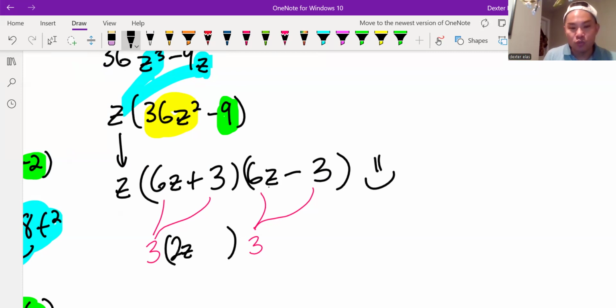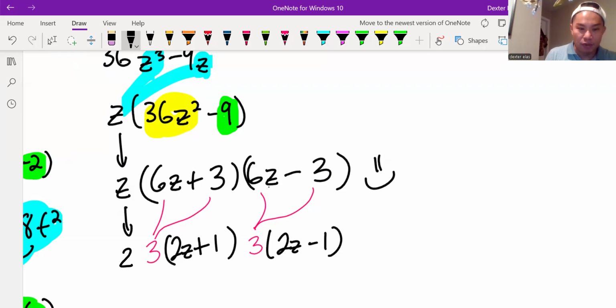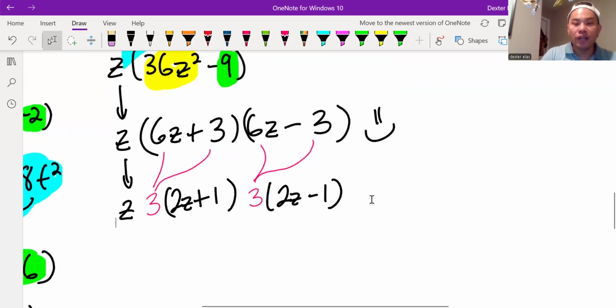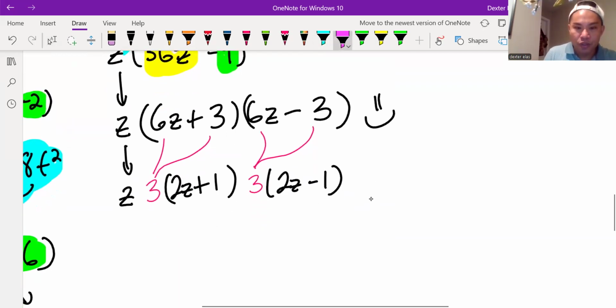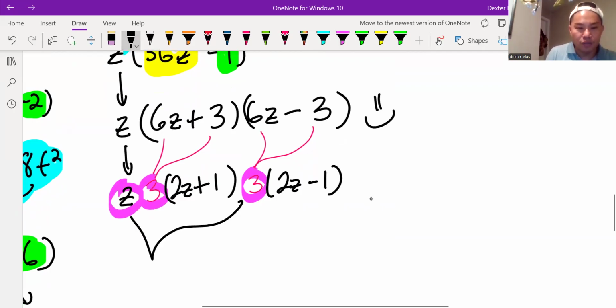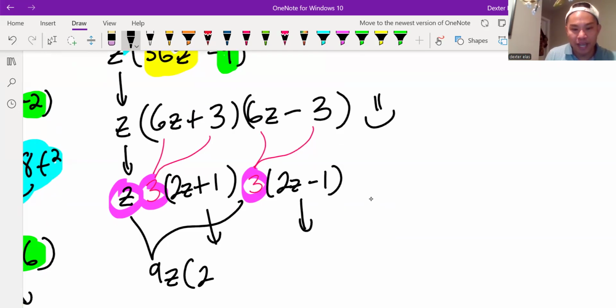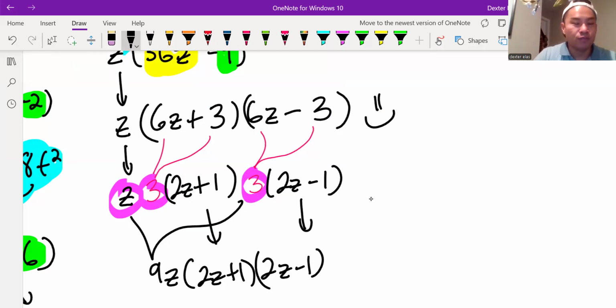And 3 divided by 3 is 1, so pop 1. 6 divided, and we get the same exact result here, except we get 2z minus 1. Don't forget to drop the z that was there. Then we multiply all the coefficients together. The 3 and the z will all come together to make a 9z, with the two binomials just dropping down, 2z plus 1 and 2z minus 1.